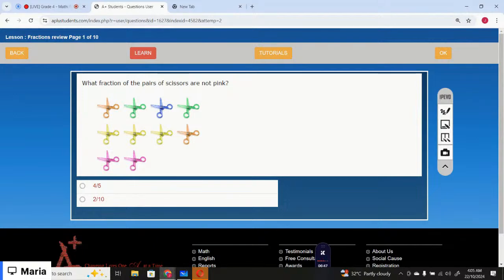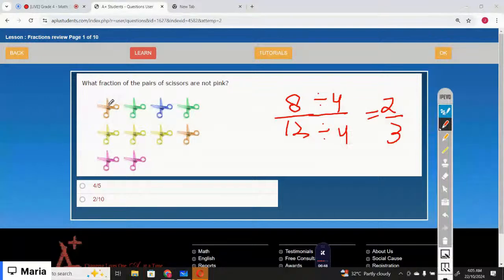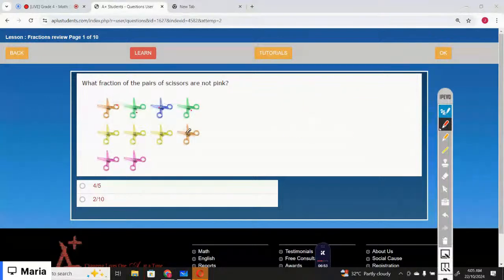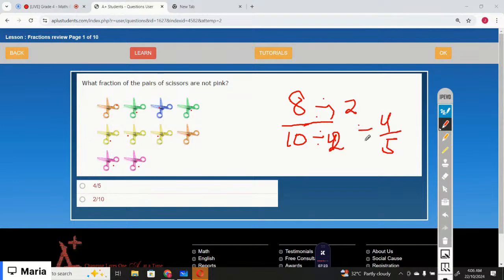Not pink, you have to see, right? They are total 1, 2, 3, 4, 5, 6, 7, 8, 9, 10. The total scissors are 10. The not pink are 8. That is 8 over 10. You can simplify. So which is the correct option? You can divide them by 2. 2 times 4 is 8 and 2 times 5 is 10. So it would be simplified to 4 over 5.